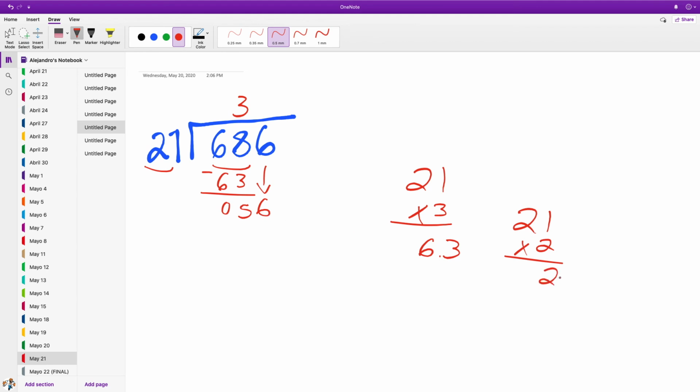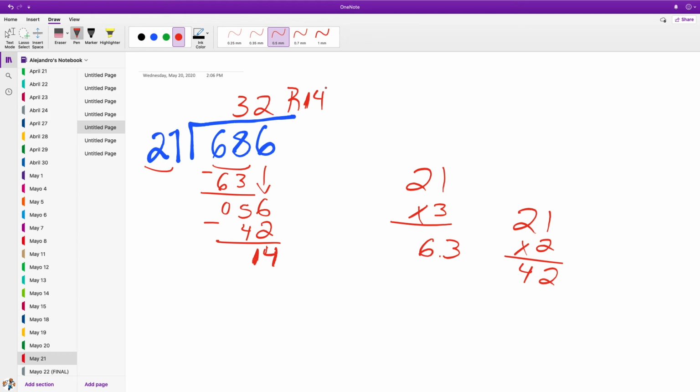So 2 times 1 is 2. 2 times 2 is 4. So I put the 2 here, and I put the 42 here. If I get something less than 21, that means that I got it right. 6 minus 2 is 4. 5 minus 4 is 1. And yes, guys, I got it right, because 14 is less than 21, and my remainder is 14.